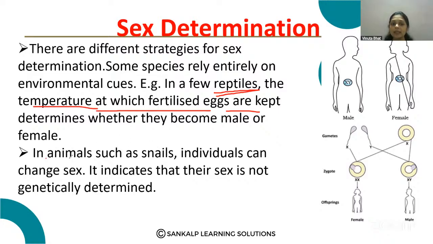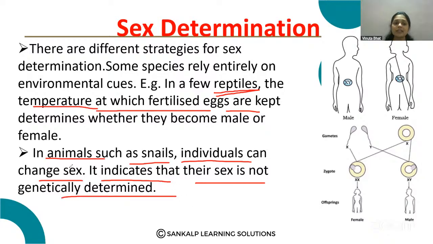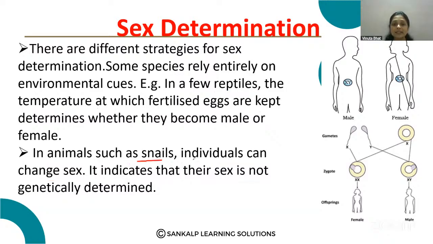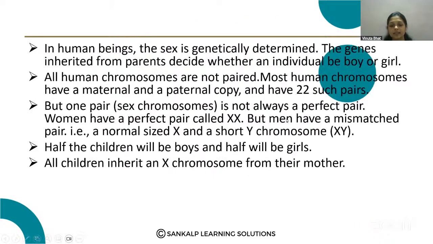Okay, in animals such as snails, individuals can change sex. It indicates that their sex is not genetically determined. Means some organisms change their sex, for example snails. So here we can say the sex is genetically not determined. Okay, but in case of human beings, how is sex determined, right?